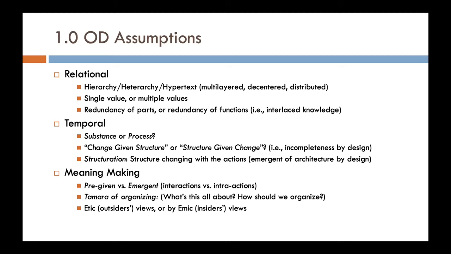Let me talk about the remaining two bullets in the meaning making, which is the Tamara of organizing. This is coming from David Boje's work. His ASQ piece was, what's this all about? So we are in unfamiliar territories, where there's a disruption and people are asking ourselves, what is this all about? And I have to bring that out because we are going through the COVID pandemic time. We have been doing some research and most people have been trying to figure out, what is this all about? How should we organize? How does the design really play out? So this takes us to anti-narratives and speculative bets about designs, even as it has been unfolding.